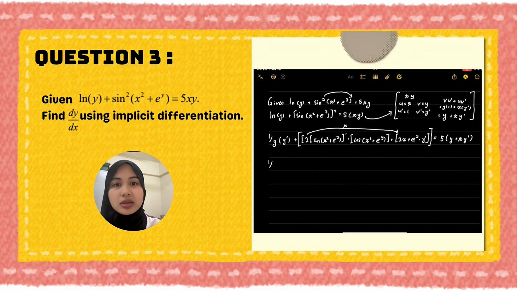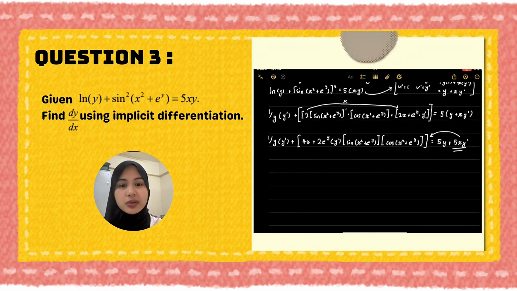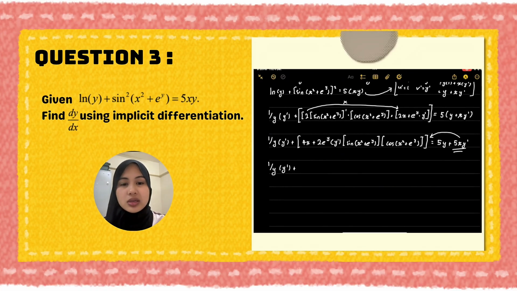And then we write it back down: 1 over y times y prime plus 4x plus 2e^y y prime sin(x² + e^y) cos(x² + e^y). The 5xy prime, we need to bring it to the left side because we want to get all the y prime on the left side only. So we write the others back down, and because it is positive, when we bring it to the left side it becomes negative 5xy prime.